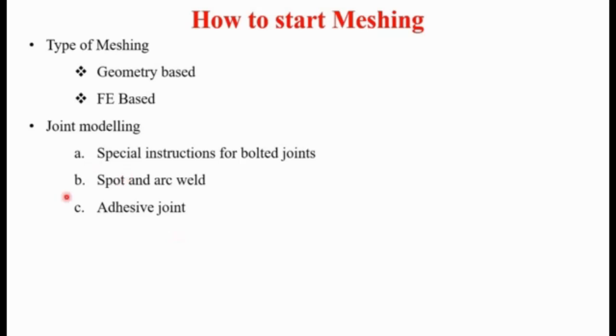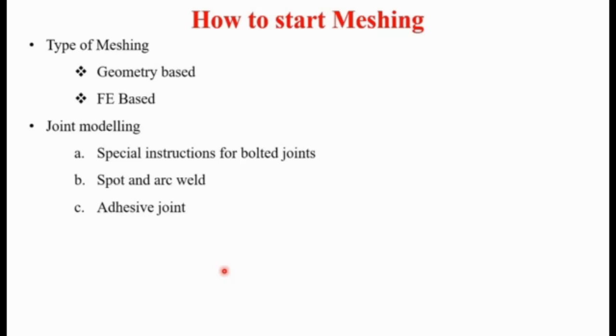Then again, in case of joint modeling, some special instructions for bolted joints are provided while meshing any object where these bolted joints are present. Some special instructions are provided that we have to follow while meshing this object.